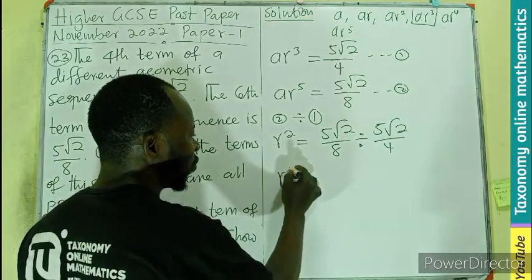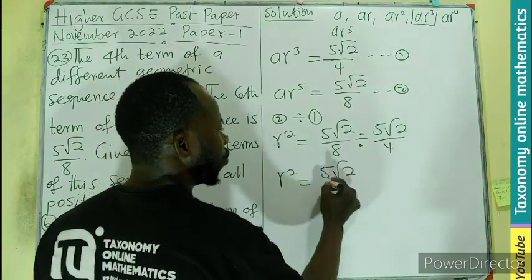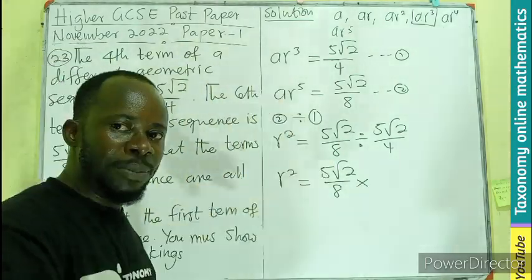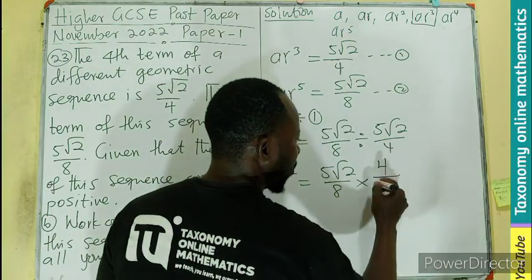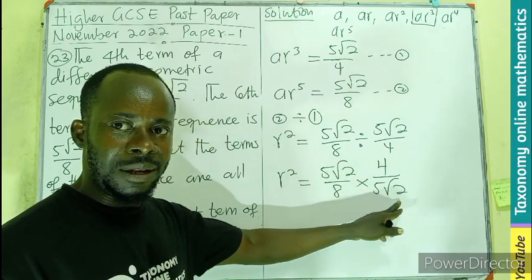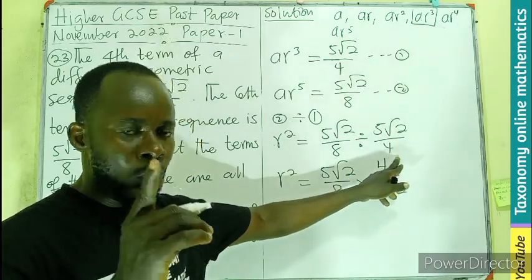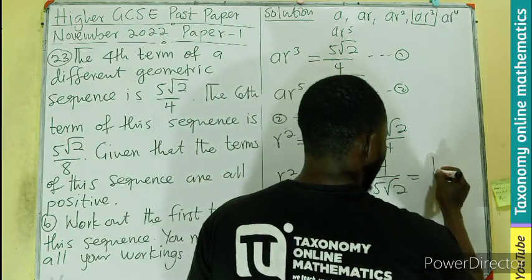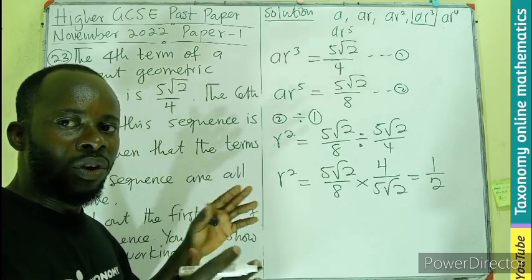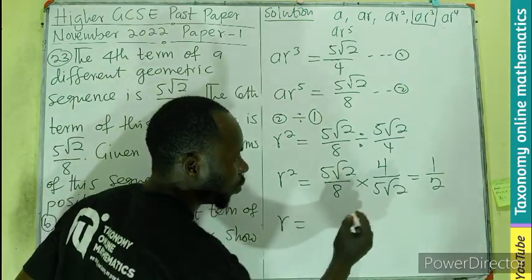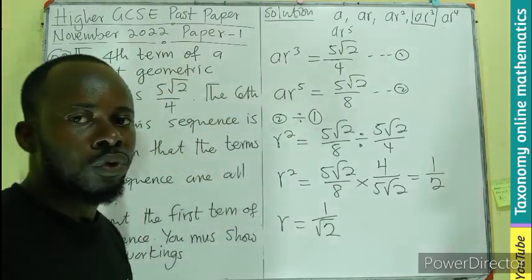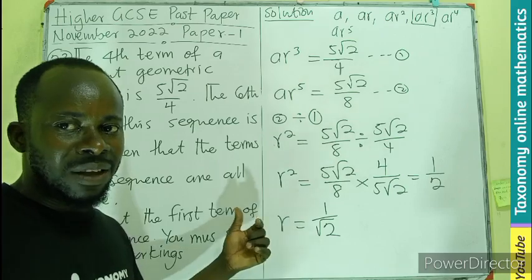So this gives you R squared equals to 5 root 2 on 8 divided by 5 root 2 on 4. There are two fractions that we are dividing, so we can flip the second fraction with the 4 on top, 5 root 2 down. You can see the common factor, 5 root 2, cancelling. This is going to be 4 here, 1, and 4 here, 2. So we have 1 over 2 equals R squared. We need to find the square root of both sides, making R equal to the root of 1, which is 1, over the root of 2, which still remains root 2. So this is the common ratio, but that is not what we are looking for.